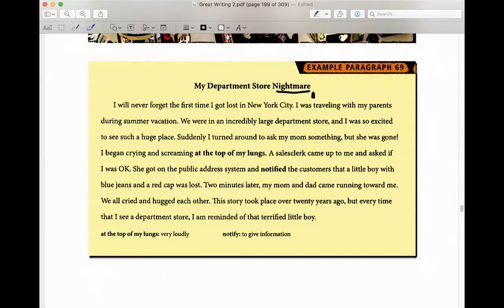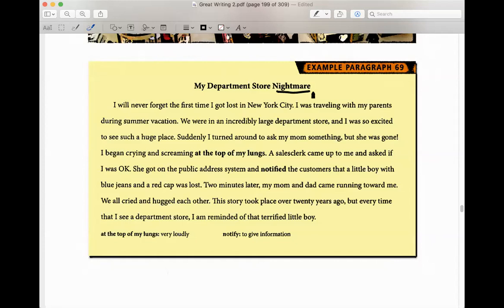Oh, this is a boy, sorry. Where he is, New York City, and what happened, got lost. Okay. I was traveling with my parents during summer vacation. We were in an incredibly large department store, and I was so excited to see such a huge place. Okay, so I would say that's probably the beginning there, right? Suddenly, I turned around to ask my mom something, but she was gone. Oh no. I began crying and screaming at the top of my lungs. At the top of my lungs just means extremely loudly as you can.